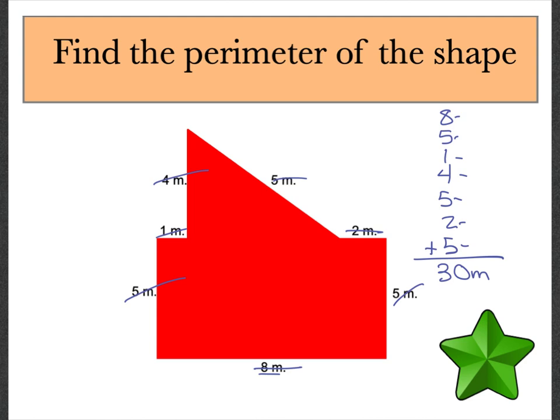You could also go down and do 8 plus 5 is 13, 14 plus 4 is 18, 18 plus 5 is 23. And you can keep on going, right? 25 plus 5 and then 30. So you're still going to get the same answer. It depends on how you want to break down your shape.